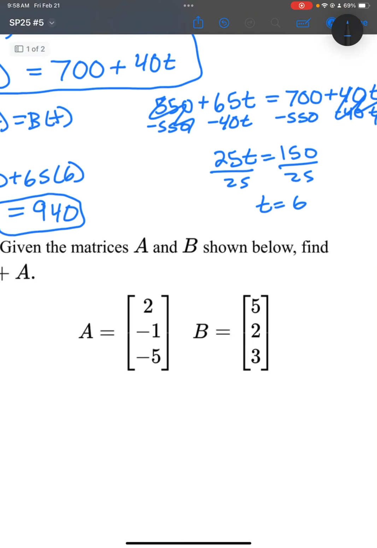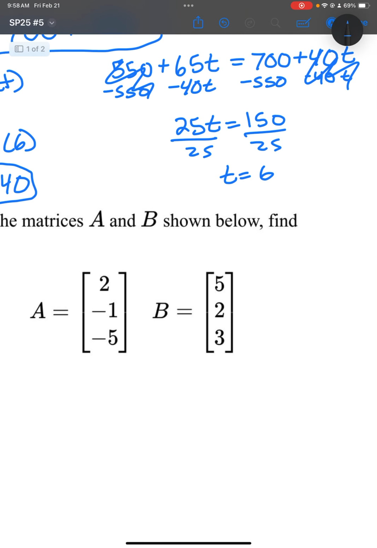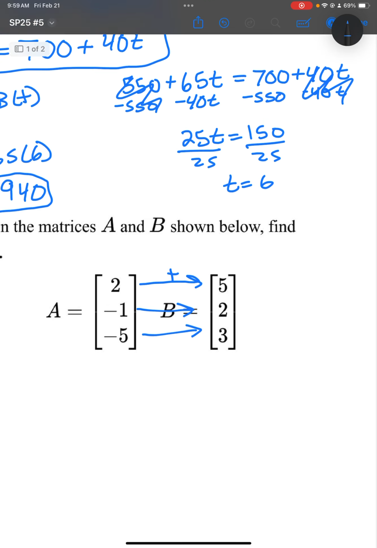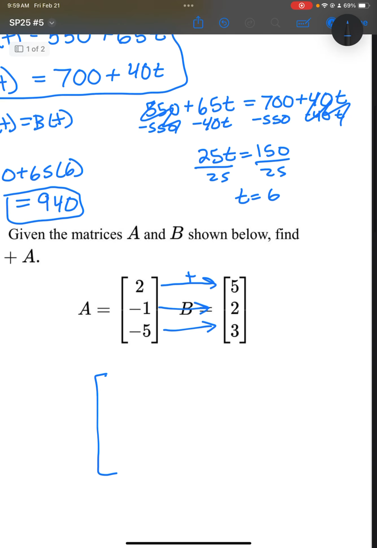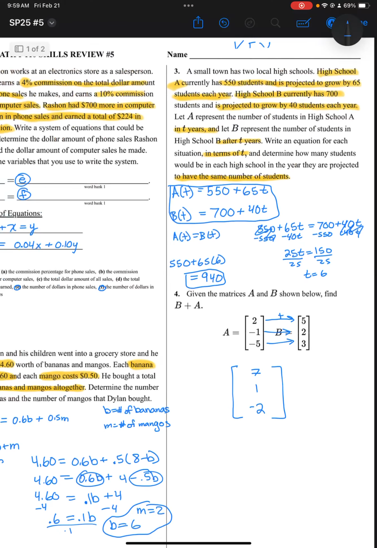Now with matrices, if you remember, when we add these, you are going to add across. So with that, you should get a 2 plus 5, which is 7, a negative 1 plus 2, which is positive 1, and then a negative 5 plus 3, which is a negative 2. And that is all you need to know for that one.